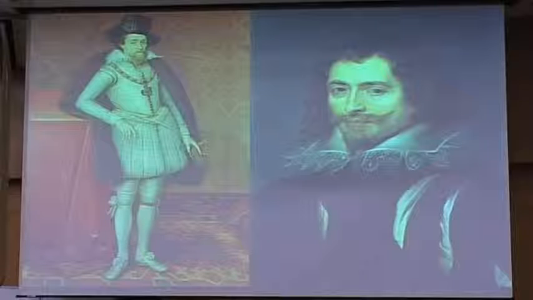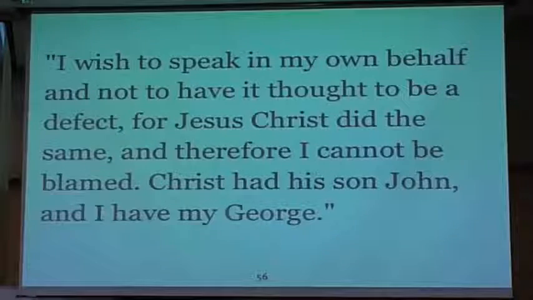And here is King James against a red background, and opposite him is George Villiers. And these men had an interesting relationship because it was supposed to be a homosexual one. And King James decided to defend himself and George by using a quote from the Bible. Or, sorry, not by using a quote from the Bible, but by using the Bible. What he said was this: "I wish to speak in my own behalf and not to have it thought to be a defect. For Jesus Christ did the same, and therefore I cannot be blamed. Christ had his son John, and I have my George."